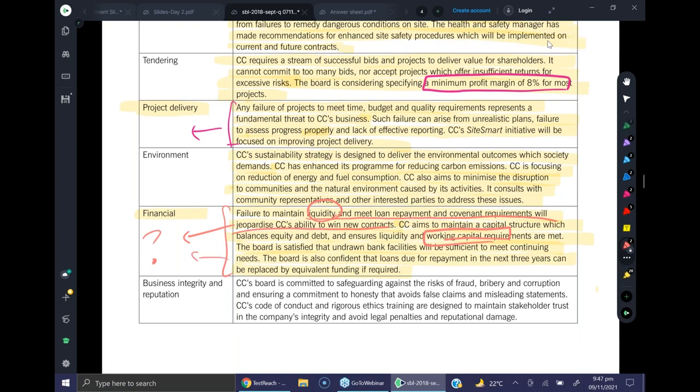We are also going to talk about the profitability of the project, and we know that our minimum target is 8%. So we'll have to wait if we have more information on the project.